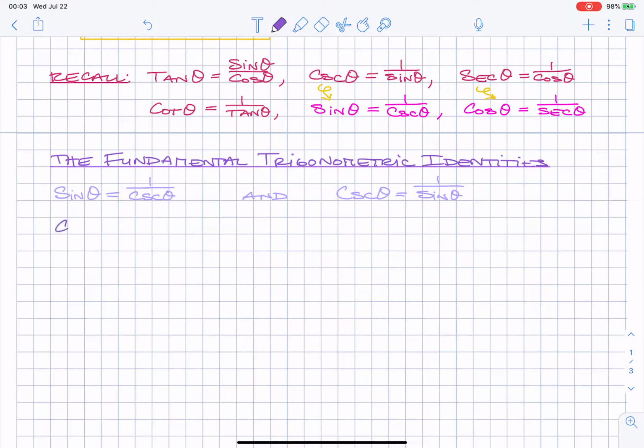Similarly, we have that cosine of theta can be thought of as a reciprocal to this function, this grouped function, which is secant, and vice versa. So secant of theta, of course, we know to be the reciprocal to cosine, 1 over cosine of theta.